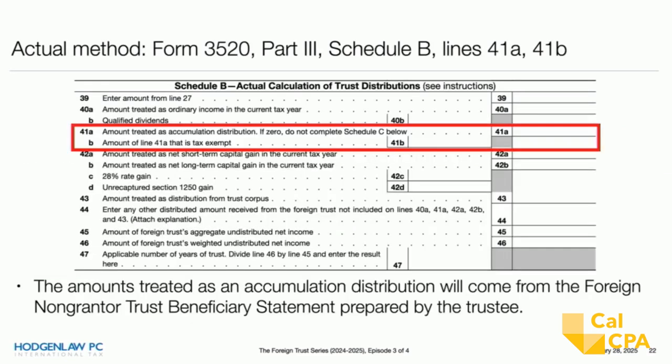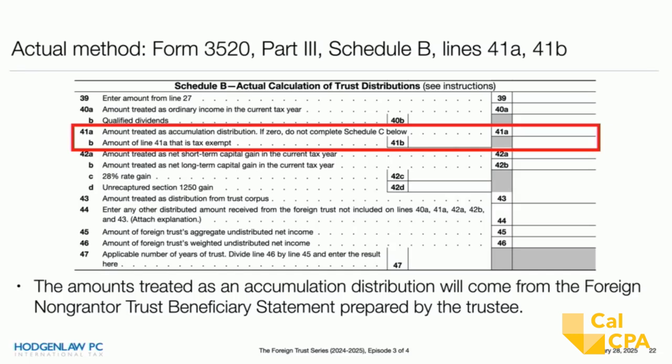And again, next month, same thing with numbers. This month is just concepts. Schedule B is where the actual method works. And you can see here, line 41A, you insert the number that the trustee gives you on the foreign non-grantor trust beneficiary statement. They'll say, here's your number, buddy. And you put it right there. The other stuff above and below is not relevant to what we're talking about here.